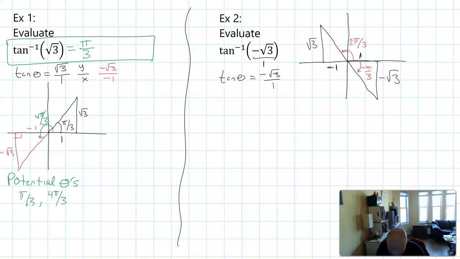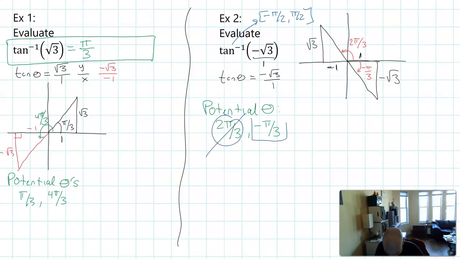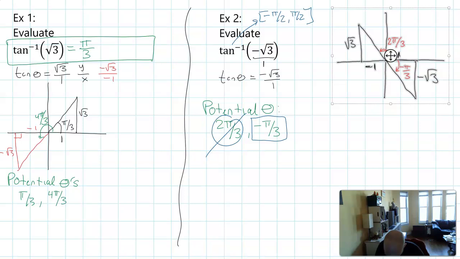So my possible answers, or what I'm calling the potential theta, or results, are 2 pi over 3 and negative pi over 3. However, for inverse tangent, the rule is that it has to be in quadrants 4 or 1, and specifically between negative pi over 2 and pi over 2. So I'm going to cross out that answer because it's not in that range. I'm going to select negative pi over 3, and report that that is the answer I desired.